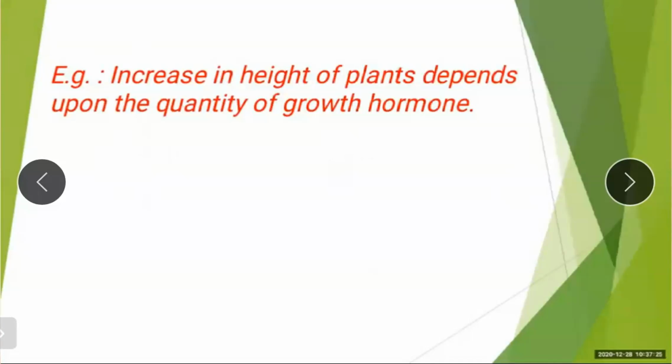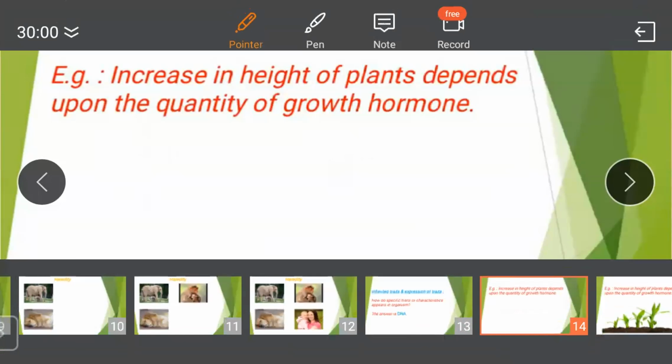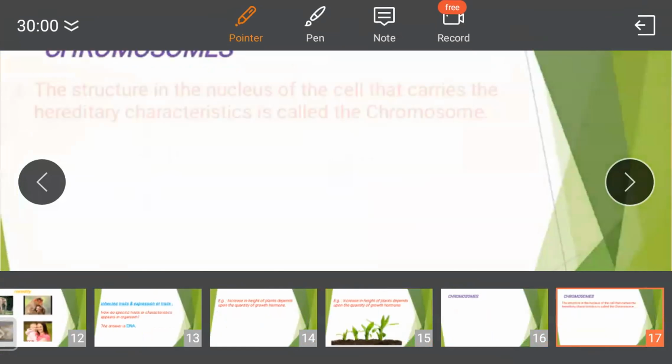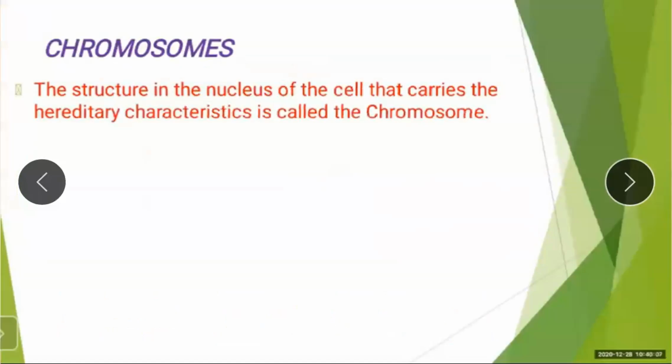Understand? Moving further to the next topic, that is chromosomes. So what are chromosomes? The structure in the nucleus of the cell that carries the hereditary characteristics is called chromosomes. And they are seen only at the time of cell division. They appear dumbbell shaped, and we can't see them with our naked eyes. So for this, what is needed? Compound microscope.